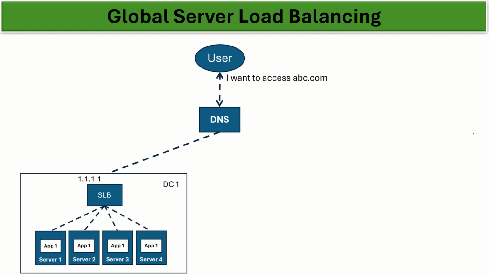Let's understand what is GSLB, or Global Server Load Balancing. Now, in this case, a user wants to access the application ABC. These are the servers on which this application, called abc.com, has been hosted. The user request will go to the DNS, saying I want to access the abc.com website.